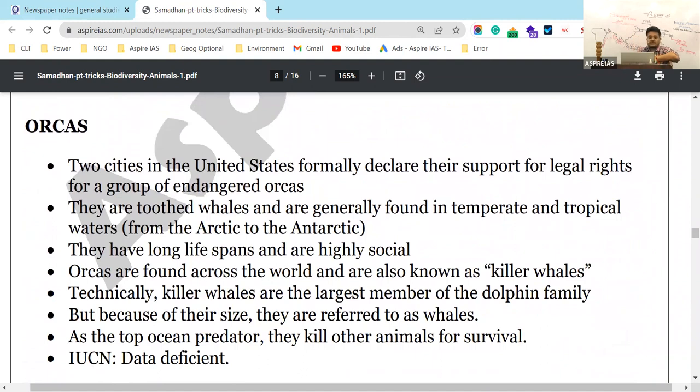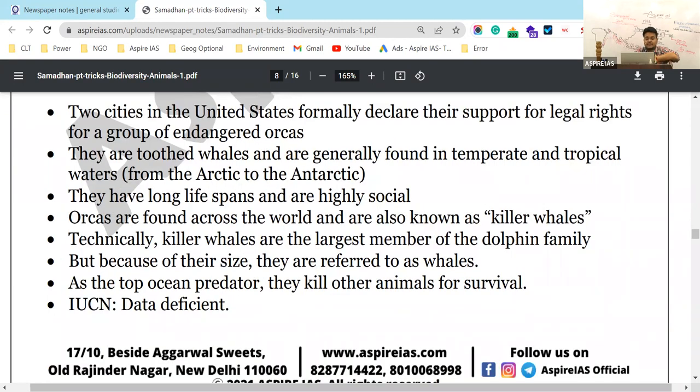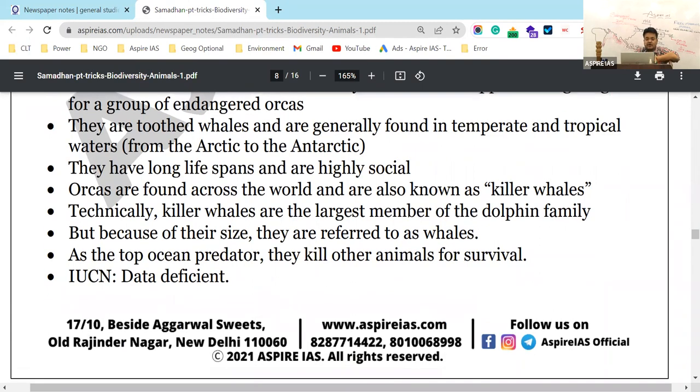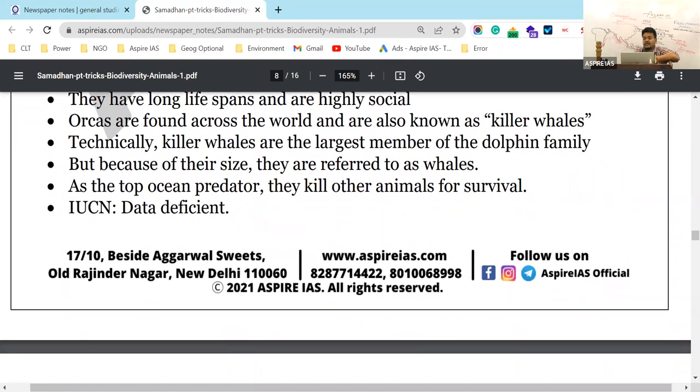Then orcas. Two cities in the United States formally declared their support for legal rights for a group of endangered orcas. They are toothed whales. Whales hain jinke daant hai, varna baleens hote hain, jisme wo phytoplankton, zooplankton phas jate hain, which they consume. But these are the toothed whales. By the name of orcas, generally found in temperate and tropical waters, they have a long lifespan and are highly social. Orcas are found across the world and are known as killer whales. So orcas ko hi hum killer whales bolte hain. Technically, killer whales are the largest member of the dolphin family.